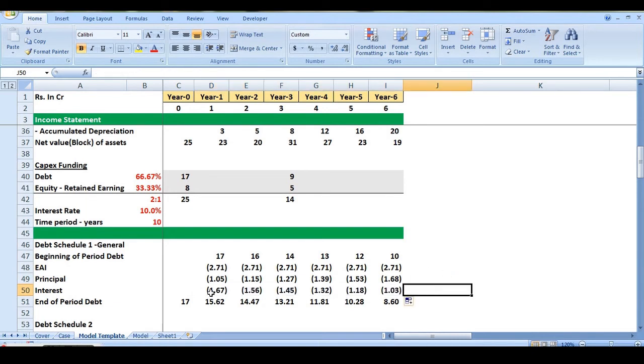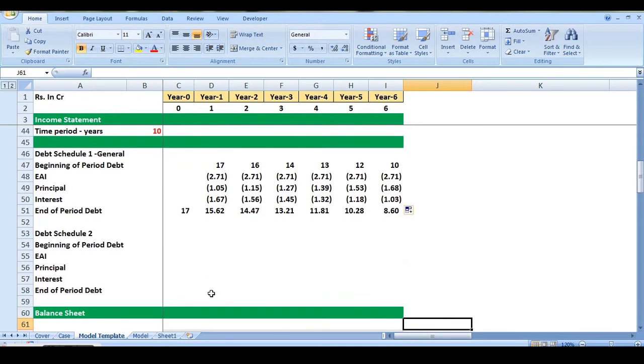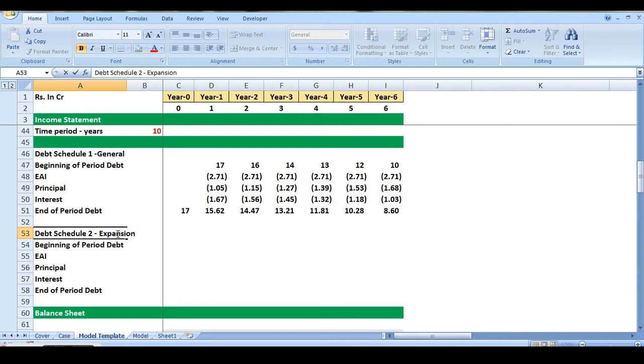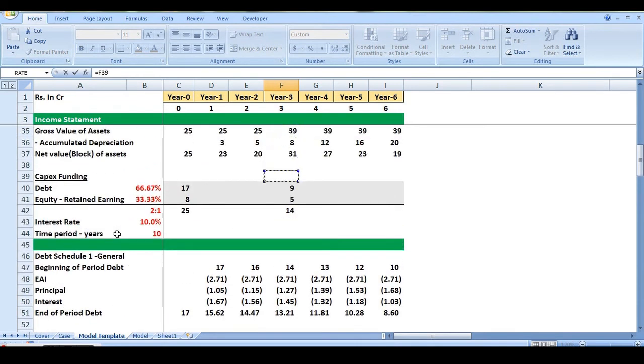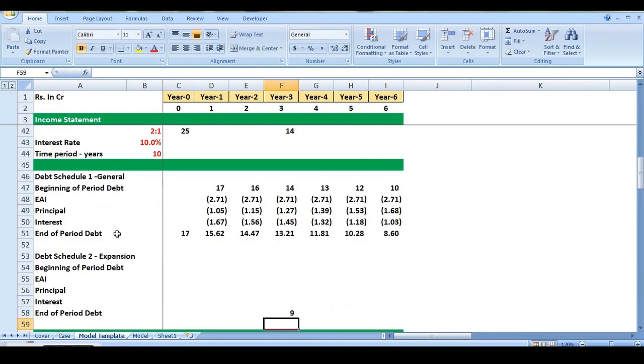In a similar way, we will be calculating debt schedule 2, which is for expansion purpose. Now expansion is done in year 3. So end of period in year 3, we assume that we have taken a loan from the capex of 14.9 crore. So end of period our balance for debt 2 becomes 9. Again in a similar way it becomes my opening balance for year 4.